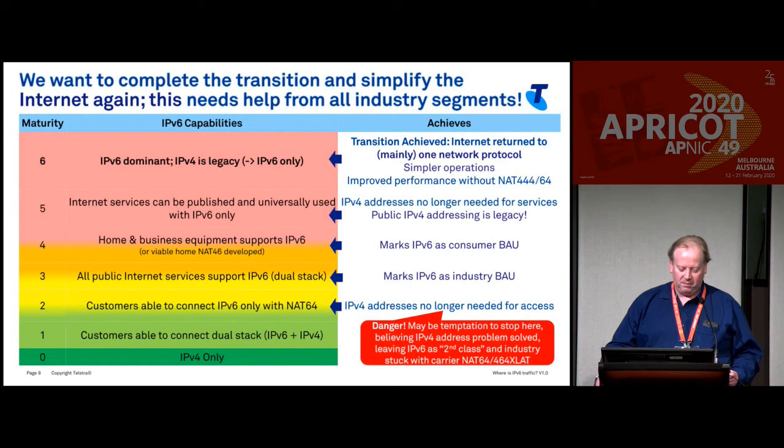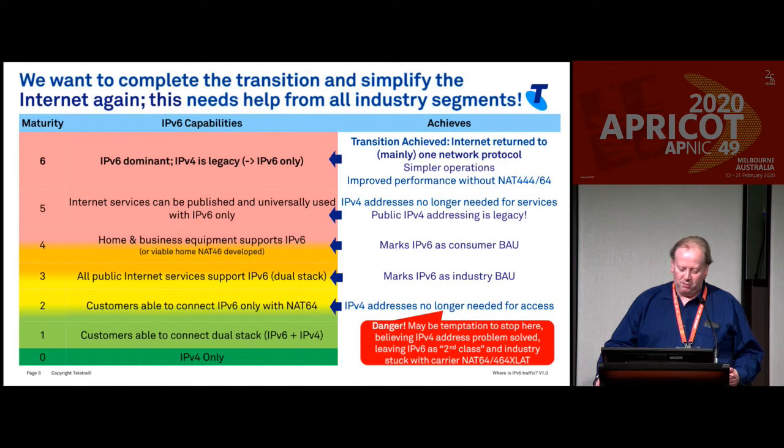When it comes to the public internet services, you can do your queries now. Have a look at some major mail servers and some major things. You'll find some have V6, some don't. And I'm not saying that Telstra's perfect on this either. There's certainly things that we need to do as well to tidy up the space and make sure we're providing a consistent IPv6 presentation. But the time when we do have all public internet services supporting IPv6 marks the point where IPv6 is the industry business as usual.